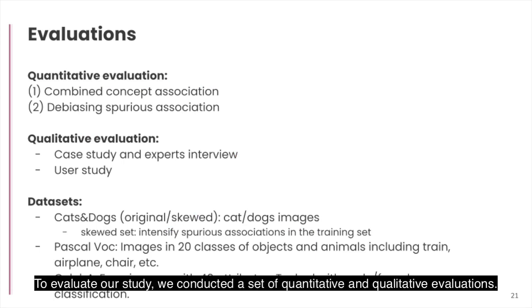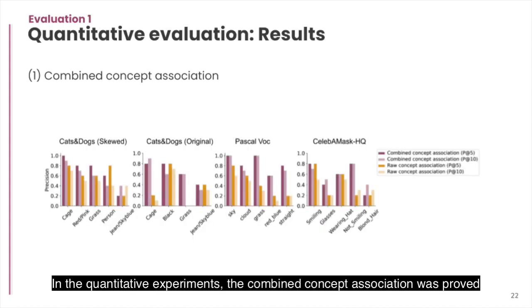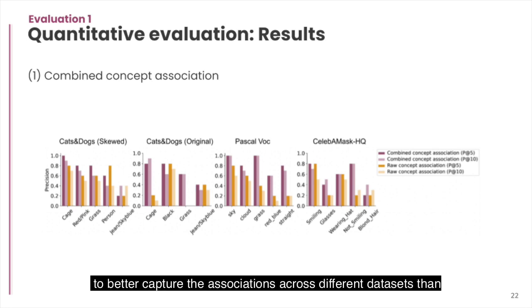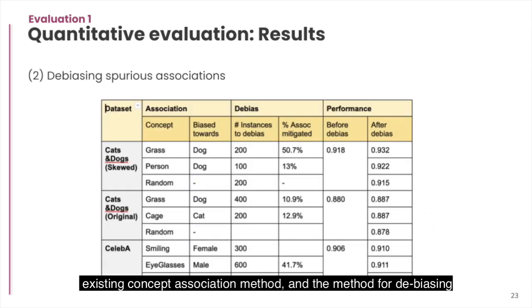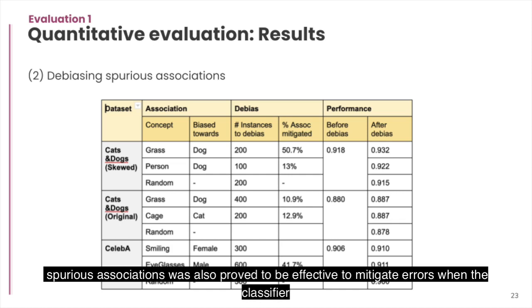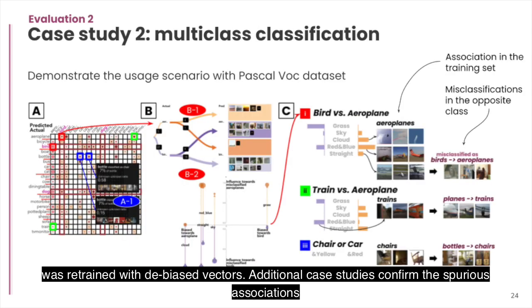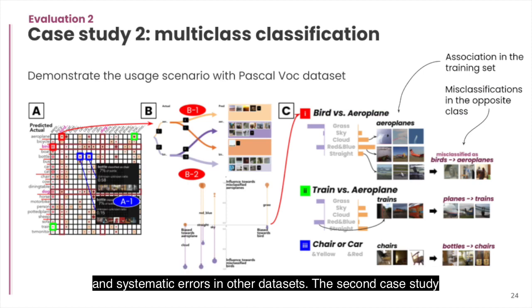To evaluate our study, we conducted a set of quantitative and qualitative evaluations. In our quantitative experiments, the combined concept association was proved to better capture the associations across different datasets than existing concept association methods. And the method for debiasing spurious associations was also proved to be effective to mitigate errors when the classifier was retrained with debiased vectors. Additional case studies confirm the spurious associations and systematic errors in other datasets.